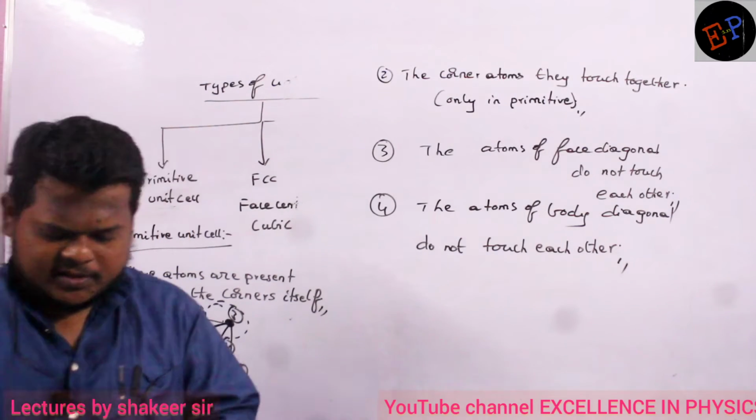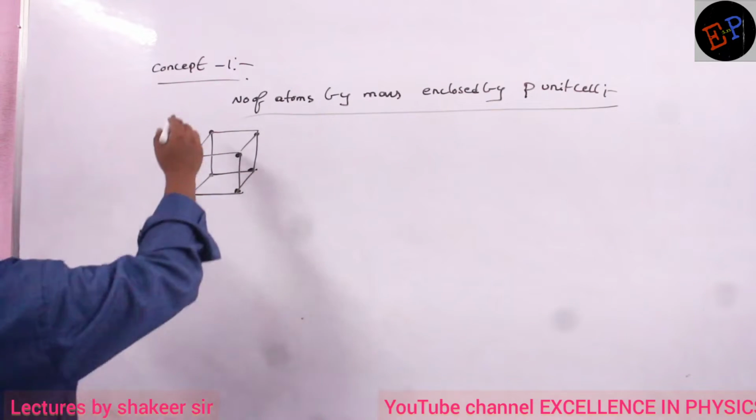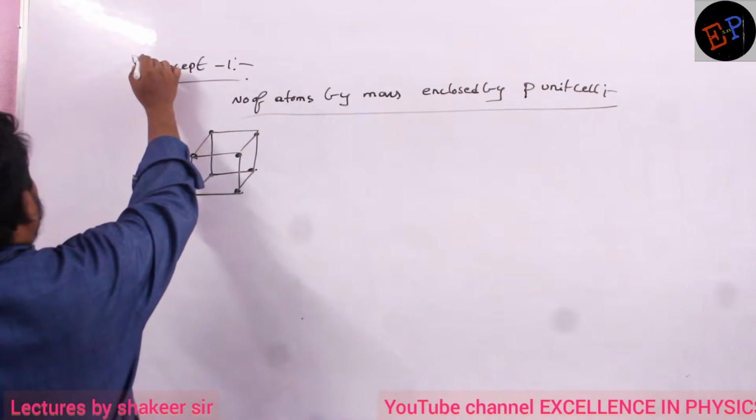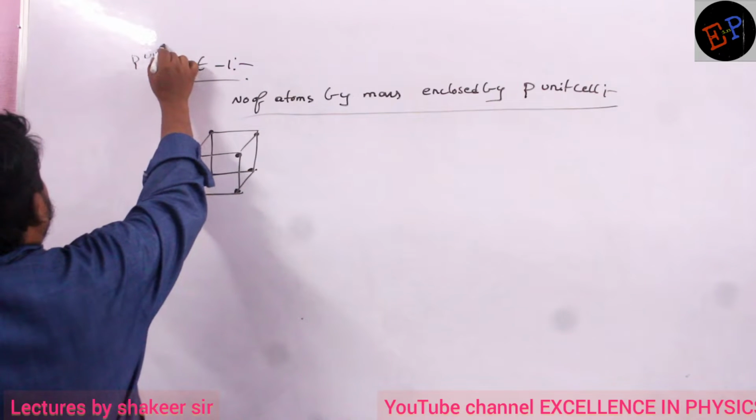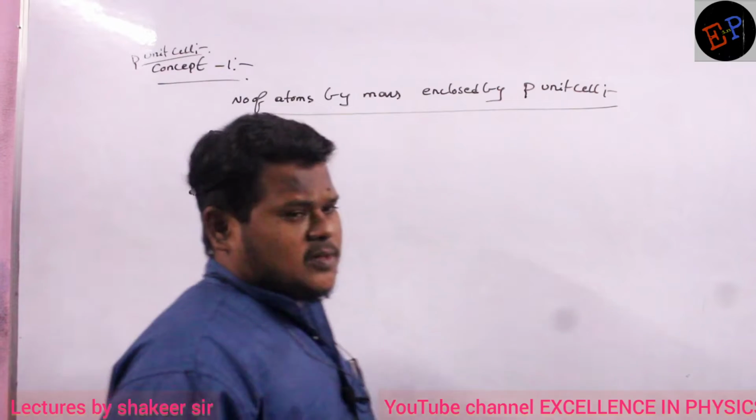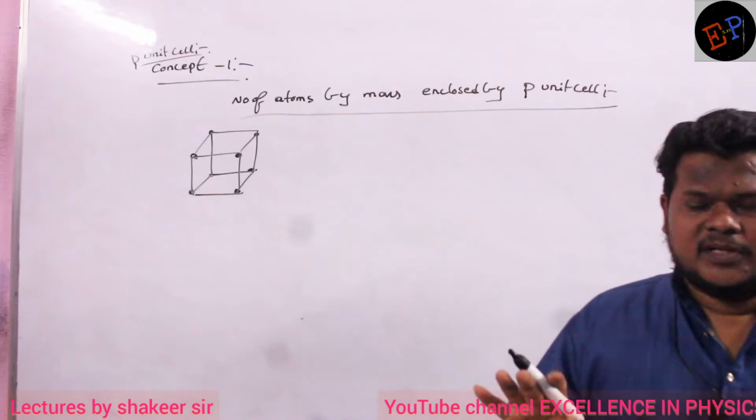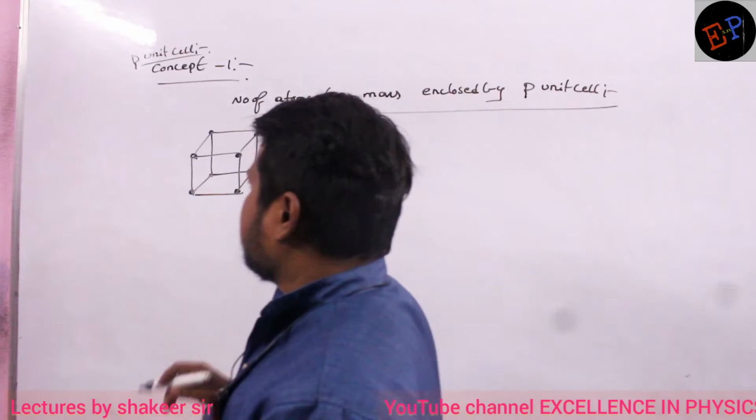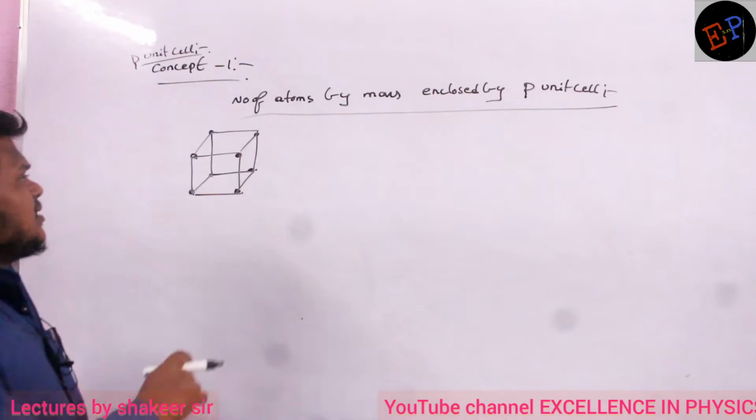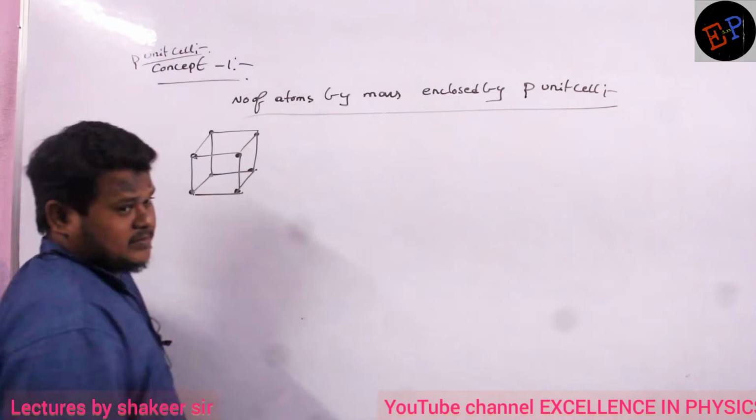Come on, make a note up to here, then we will do some calculations. This total discussion we are doing for which cell? We are doing it for the primitive unit cell. In each of these unit cells we will discuss 4 concepts, which are very important. And which is the first concept we are discussing? The number of atoms by mass enclosed by one unit cell.